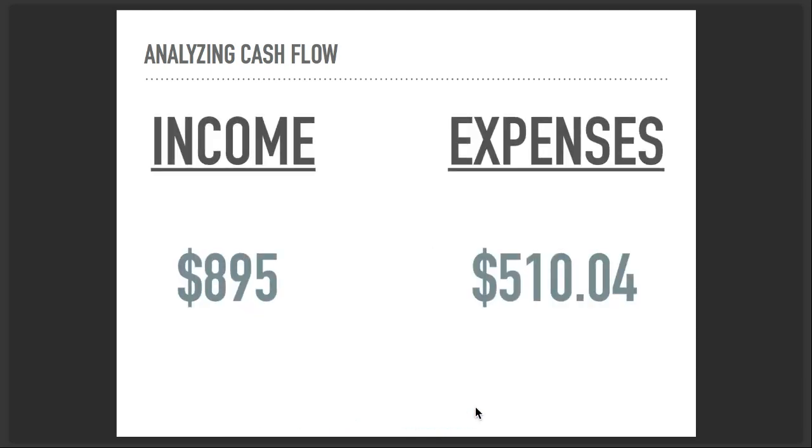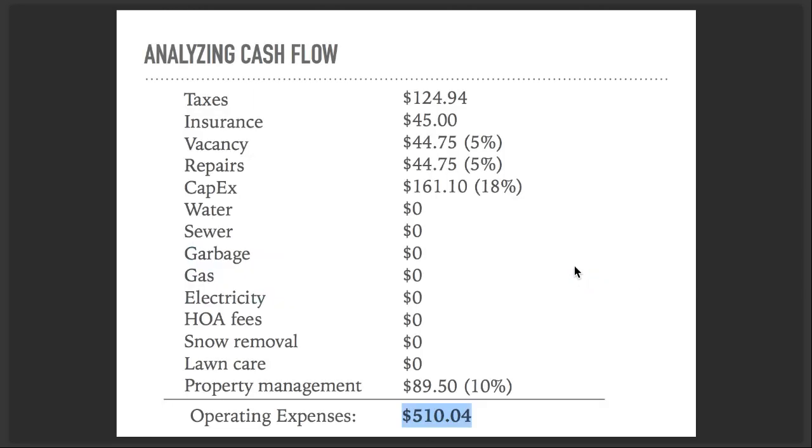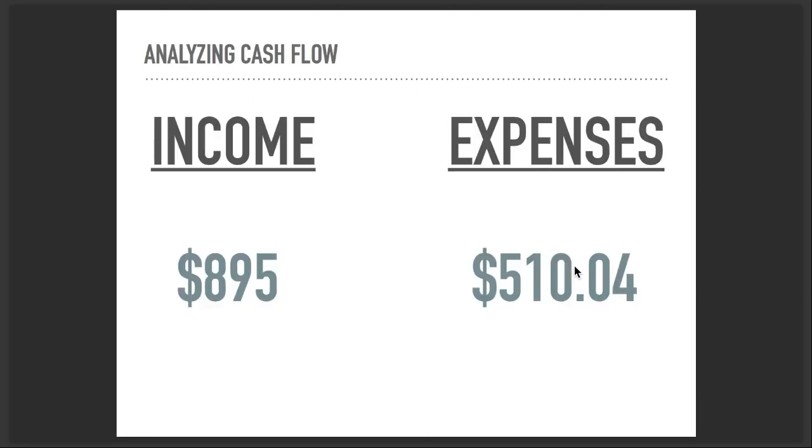Now, basically, we have income of $895, we have expenses of $510. But the question is, what expense did we not include? We missed one very important expense. What is that I forgot? Anybody? You remember what I forgot? The mortgage. Good, the mortgage. Because unless we pay cash for this property, which maybe you pay cash for property, that's fine. But I'm typically going to do a mortgage.